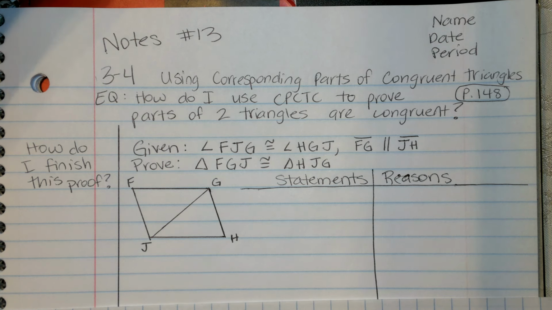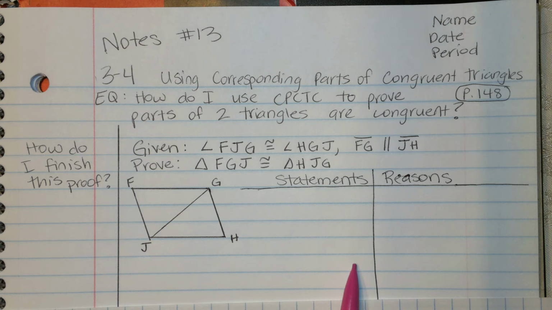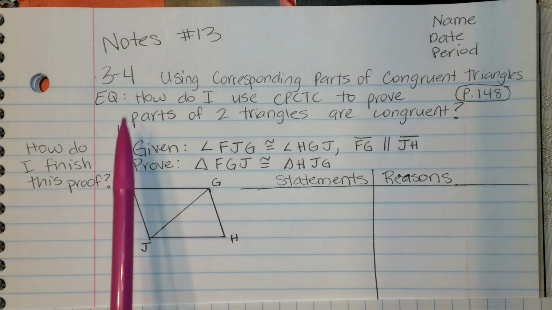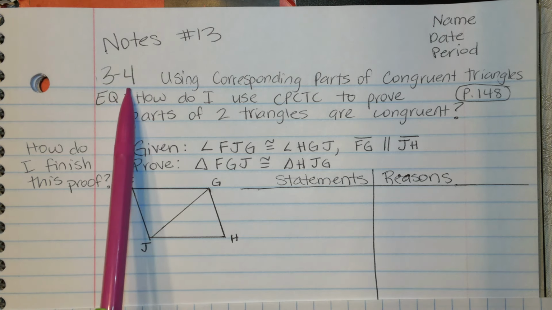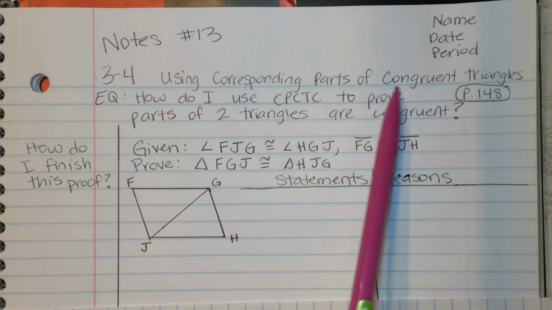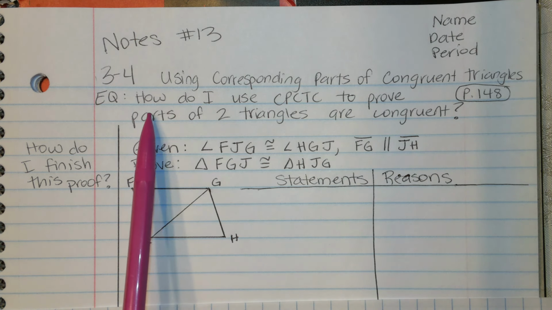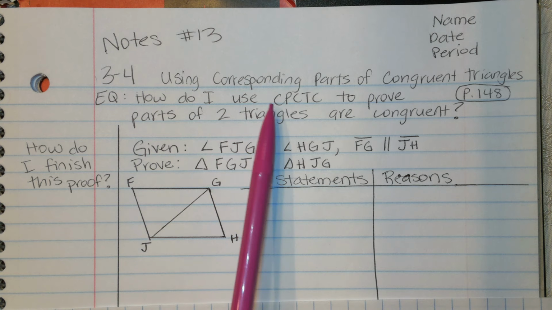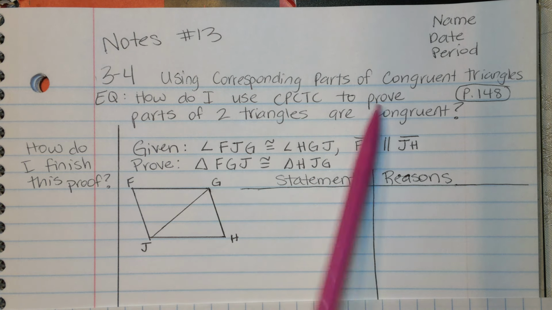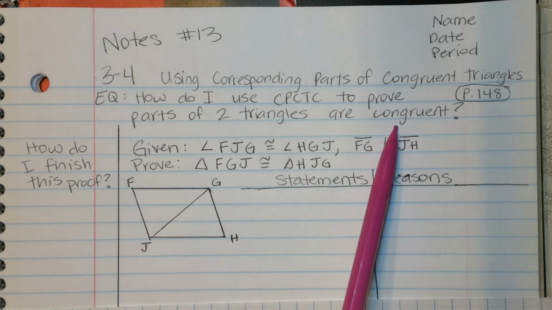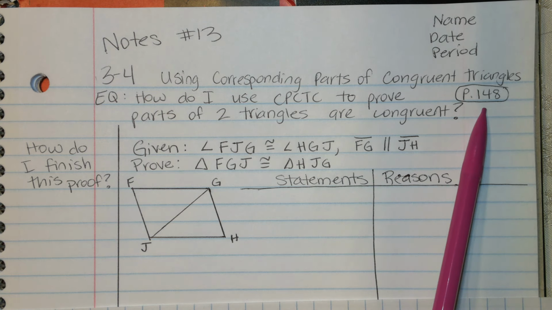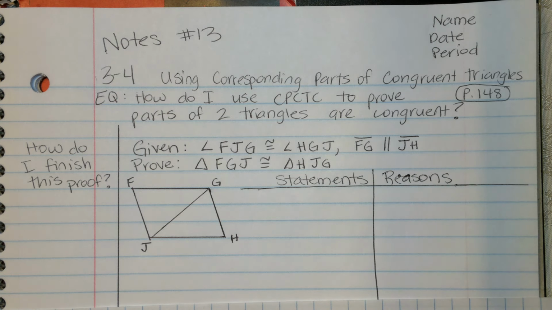These are notes number 13, the first notes in Edpuzzle for this week. You should already have this written down, and this should all be finished from our warm-up in class. So again, these are from the book 3-4, using corresponding parts of congruent triangles. And the essential question: how do I use CPCTC to prove parts of two triangles are congruent? And you can follow along with the book. It's on page 148. And we will do problems in the book at the end.